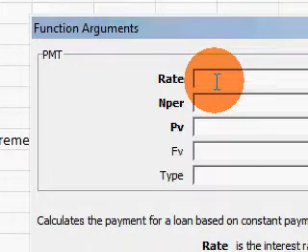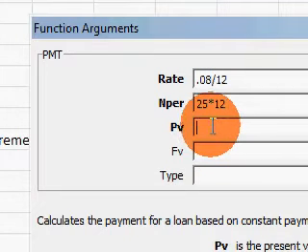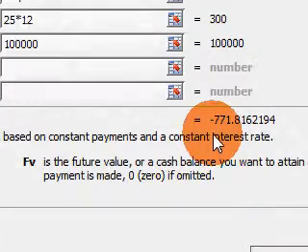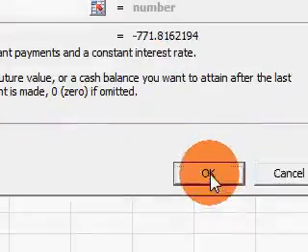So we're going to put in 0.08, but we're going to divide that by 12. The number of periods was 300, because if you take 25 times 12, you get 300. The present value is the amount we borrow. So somebody gives you a loan, a positive cash flow, but you turn around and make negative payments over a period of time. So put in 100,000, and we'll leave the future value blank, and you can see that matches up to our textbook of $771.82. So I'm going to hit OK here.